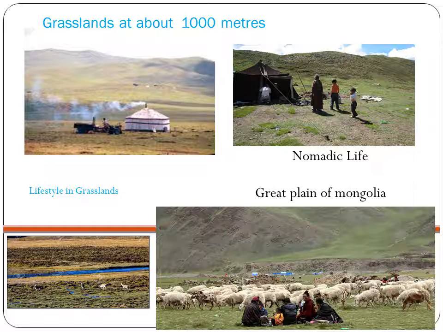These grasslands are better suited for people who have lots of animals, lots of herds, because they have a lot of grass for the animals to feed on.